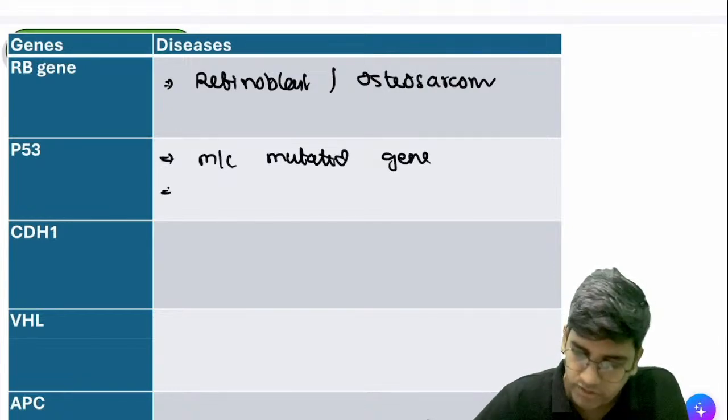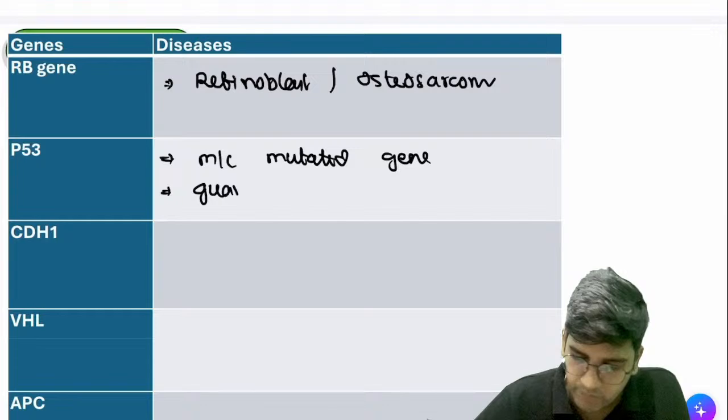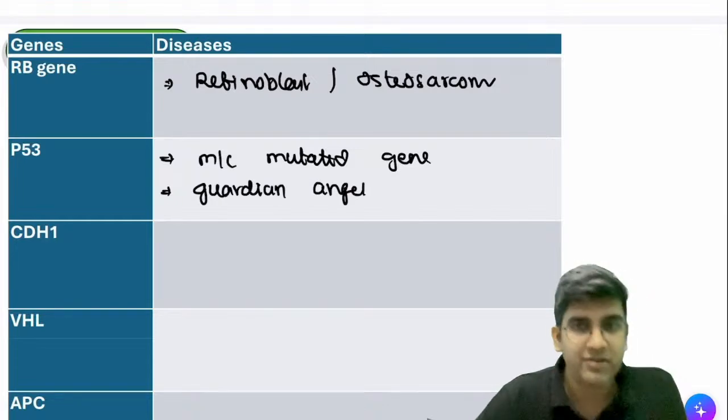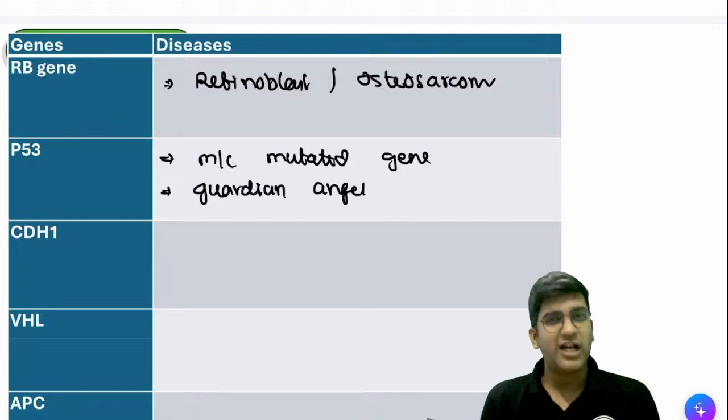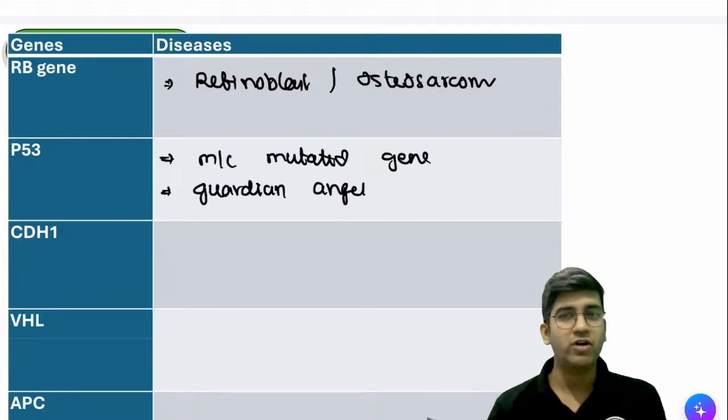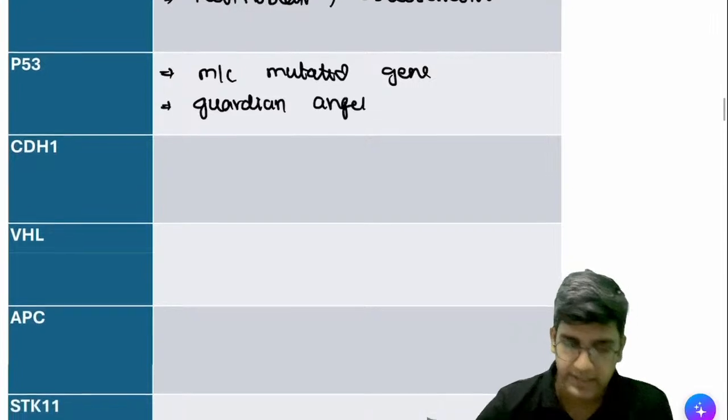Fine. P53 is the most common mutated gene worldwide in cancers. It's also called as a guardian angel of genome. Once P53 is gone, everything is gone. It can result in sarcomas, leukemias, brain cancer, breast cancer. Almost every organ will be affected when P53 is gone, right?